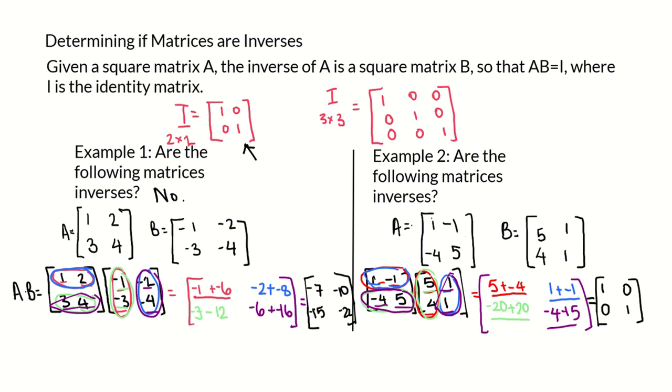So you can see that we do get the identity matrix I when we multiply A and B together. That means that these two matrices are inverses.